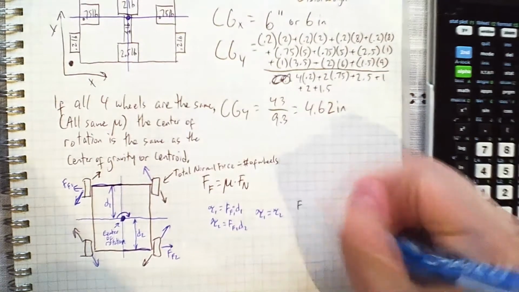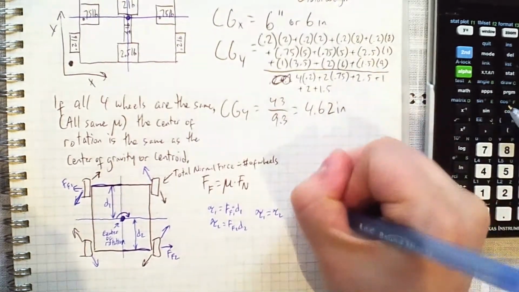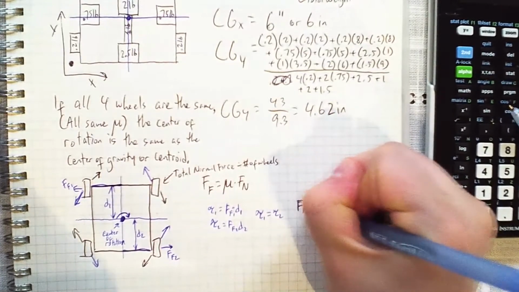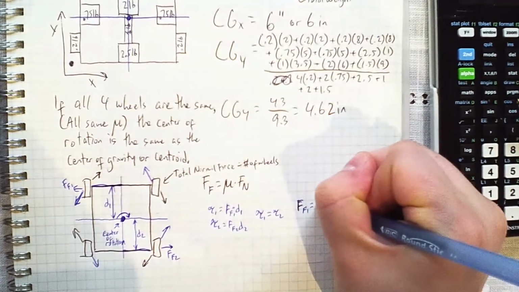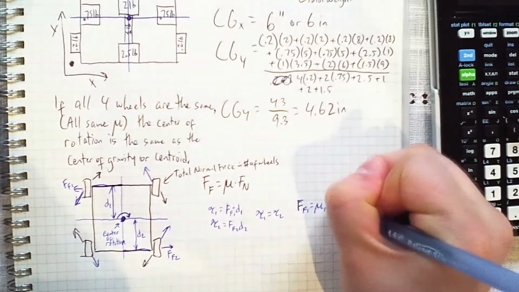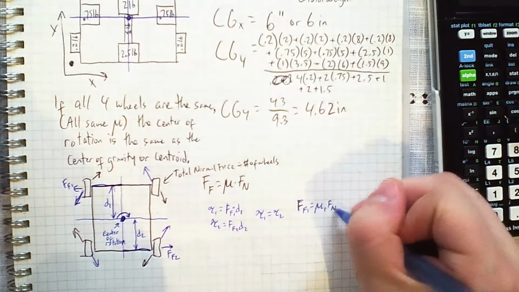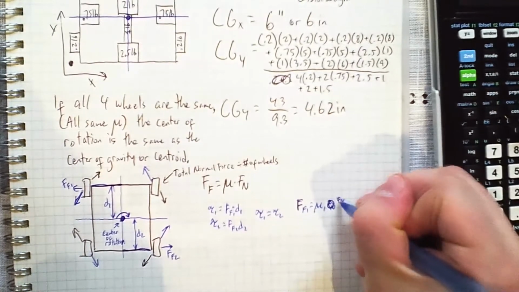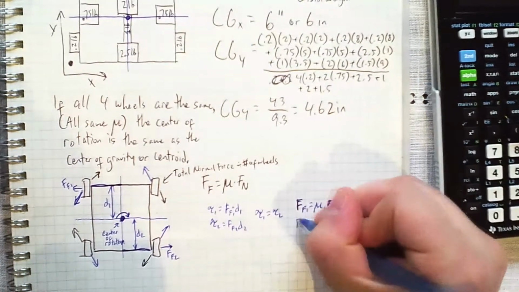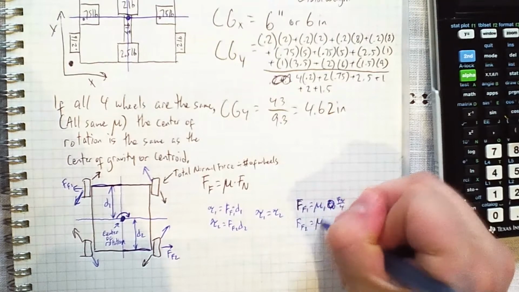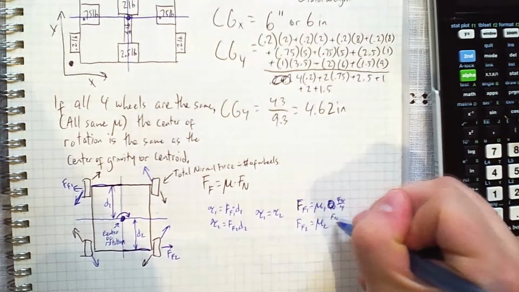But the thing to note is frictional force 1, go back to blue. Frictional force 1 is going to be equal to mu1 times normal force on that wheel. So in this case, it's normal force divided by 4. And frictional force 2 is going to be equal to mu2 times normal force over 4.